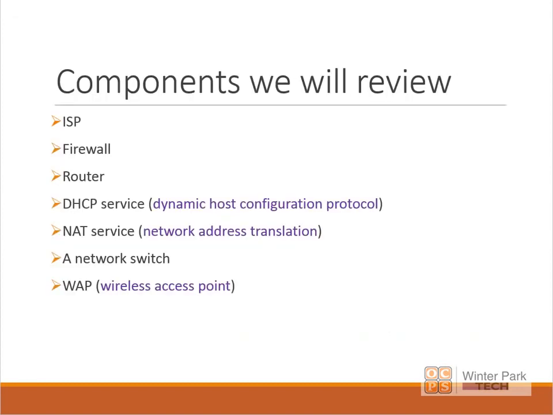So what components are we going to look at? We're going to look at the ISP, the Internet Service Provider. We're going to look at the firewall. We're going to look at a router, the DHCP service, Dynamic Host Configuration Protocol, that provides IP address information to our home host devices. We're going to look at NAT service, Network Address Translation. We're going to look at the switch. We have a network switch. And we're going to look lastly at our wireless access point, or our WAP.